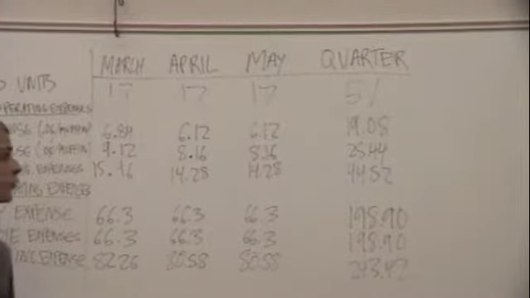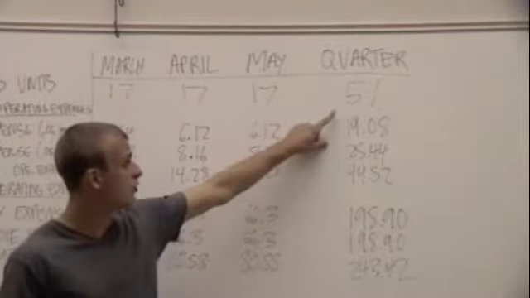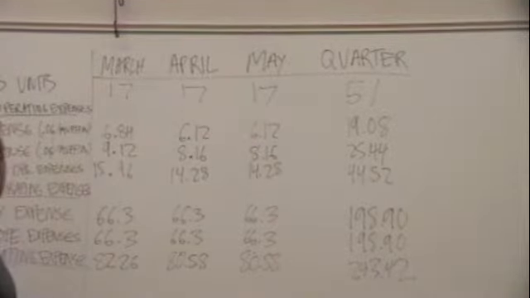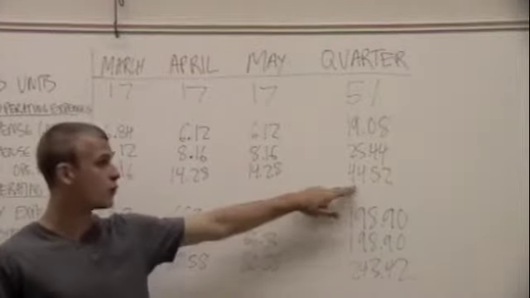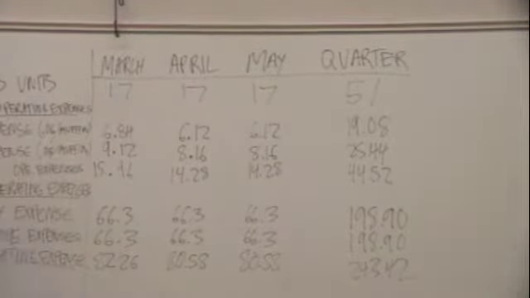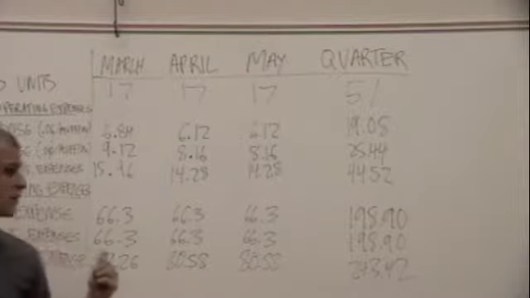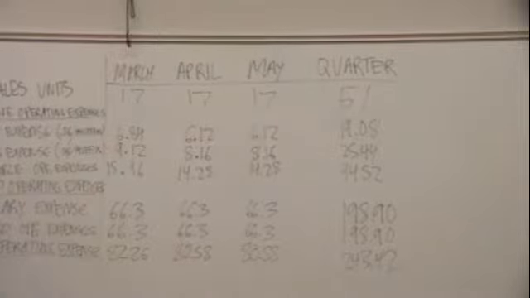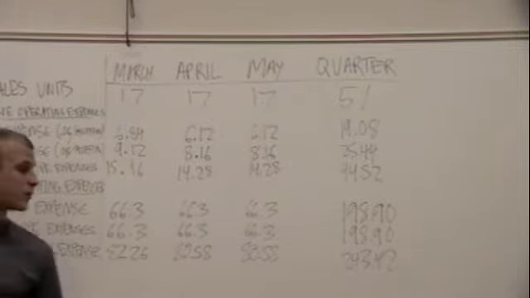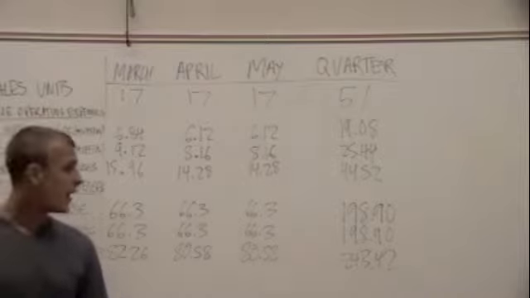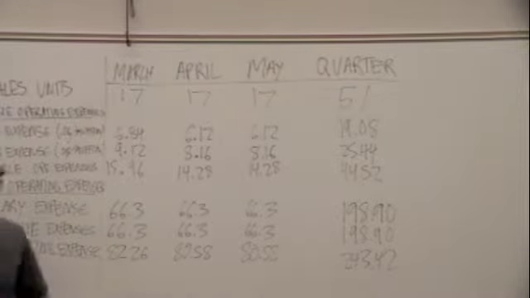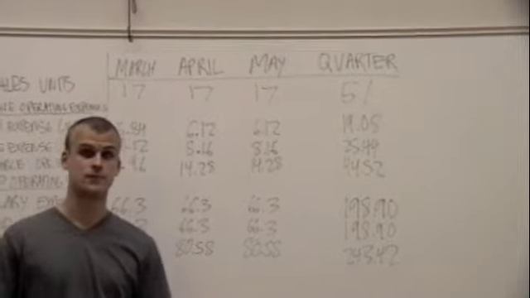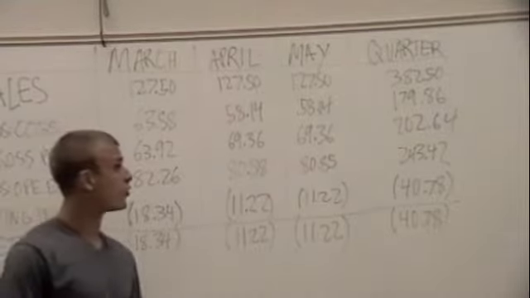Alright, now we're going to go over our quarter figures. So we have a total of 51 units. And then if you look at our variable expenses for ribbon and cellophane, a total of $44.52. And then if we take a look at our fixed operating expenses, we have a total of $198.90, which is only from salary expense from the direct labor budget. And so when you add our fixed and variable operating expenses, you get a total of $243.42.